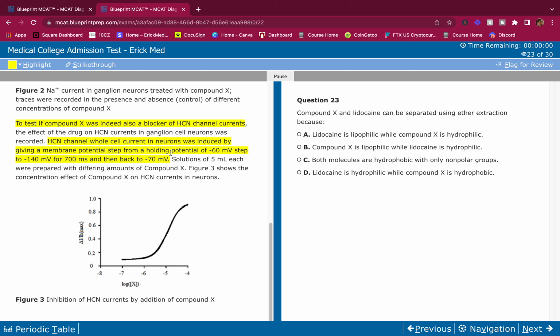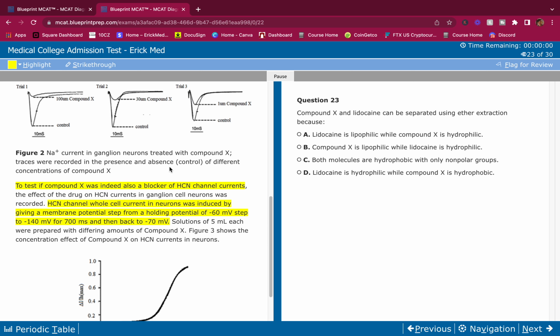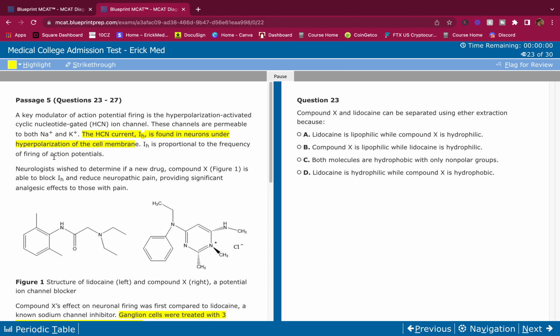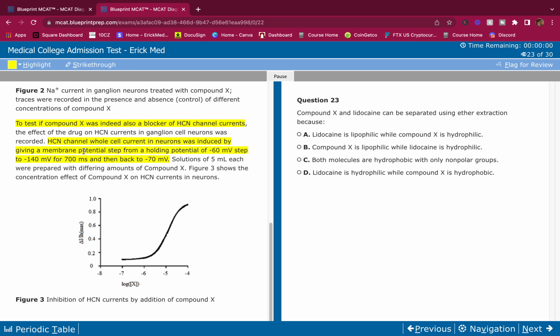Why are they hyperpolarizing it? Well, remember, the neurons is under hyperpolarization of the cell membrane. That's when it's found, when it's hyperpolarized. So it makes sense that that's why they're going to hyperpolarize the cell membrane. They want to see results. They want to compare. The best way you compare your results is to kind of stimulate what's going on in the body, you know, what's going on in this protein, this channel.